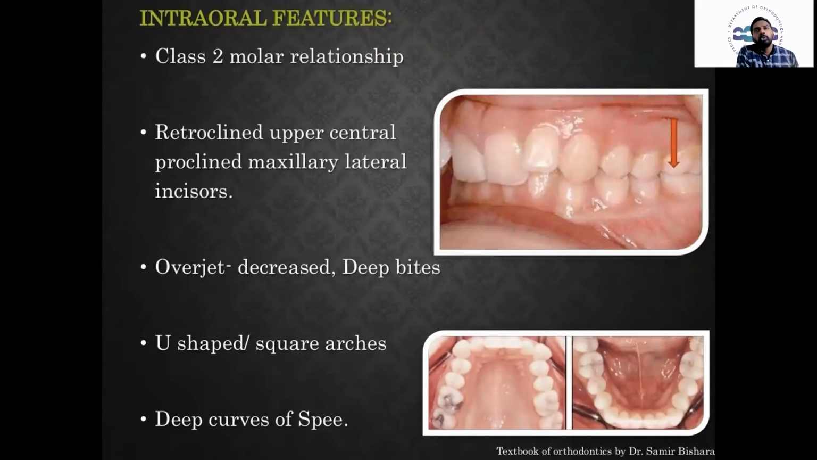In intraoral features, we can see a class 2 molar relationship. As I said, the maxillary central incisors will be retroclined and the lateral incisors will be proclined. The overjet may be normal or decreased, because there won't be increased overjet due to the lingual tipping of the central incisors. The overjet may be decreased, and the arch will be a U-shaped arch.